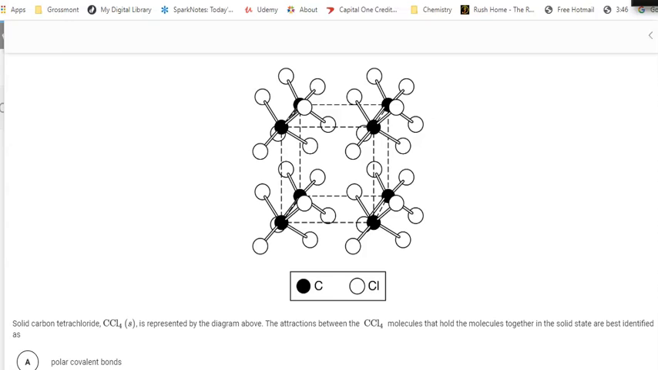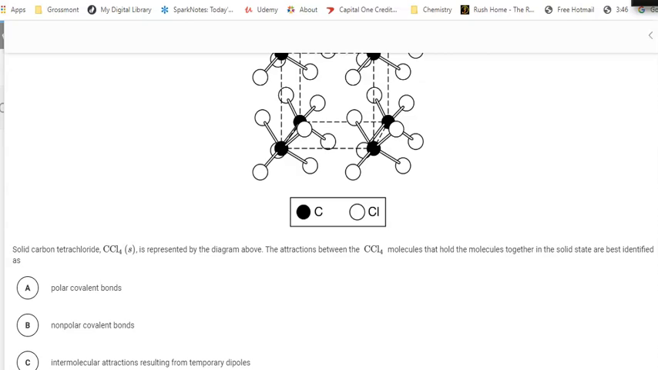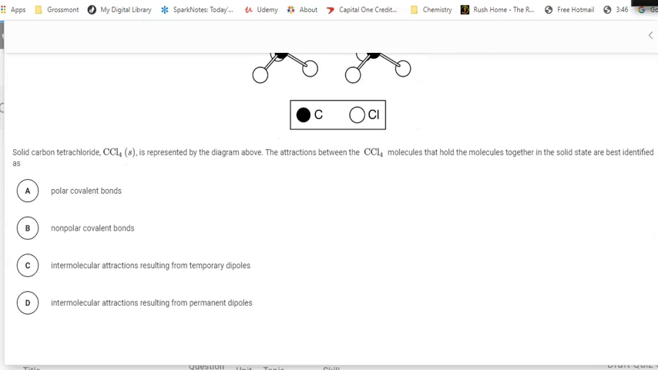Usually you have polar molecules only if you have lone pairs. The lone pairs tend to push the atoms into kind of odd angles, and that makes the electrons not be distributed evenly. But there are no lone pairs here. This is what you would call an AX4E0, meaning the central atom is bonded to 4 different outer atoms, and there's no lone pairs. So this is going to be, like methane, a nonpolar molecule. So the answer is polar covalent, nonpolar covalent, intermolecular attractions resulting from temporary dipoles.